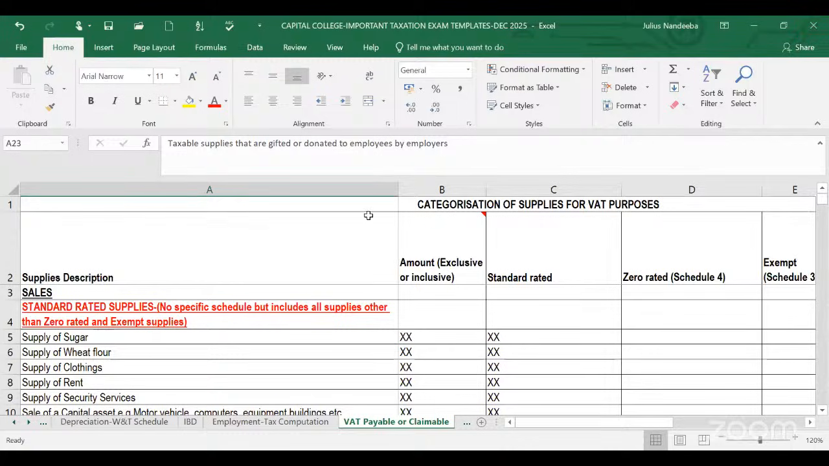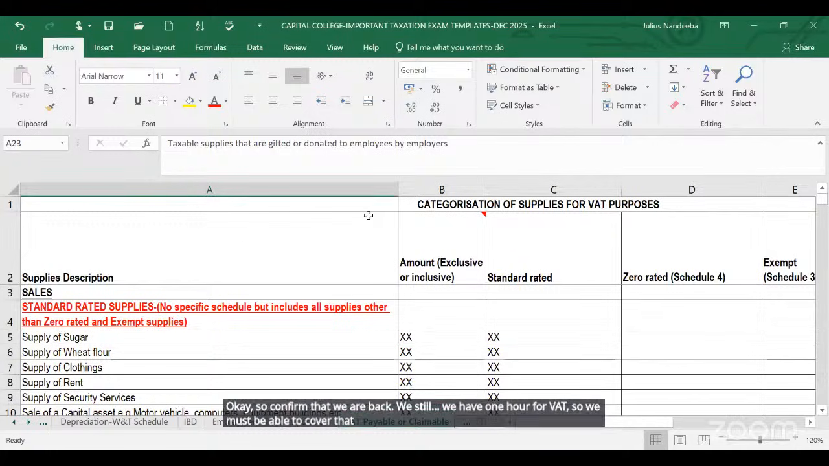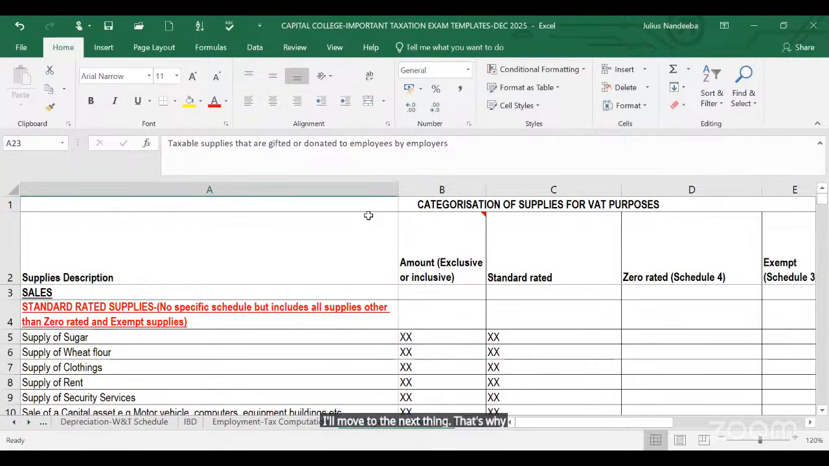Okay, so confirm that we are back. We have 1 hour for VAT, so we must be able to cover it in 1 hour and move to the next thing. That's why we can't waste any second.